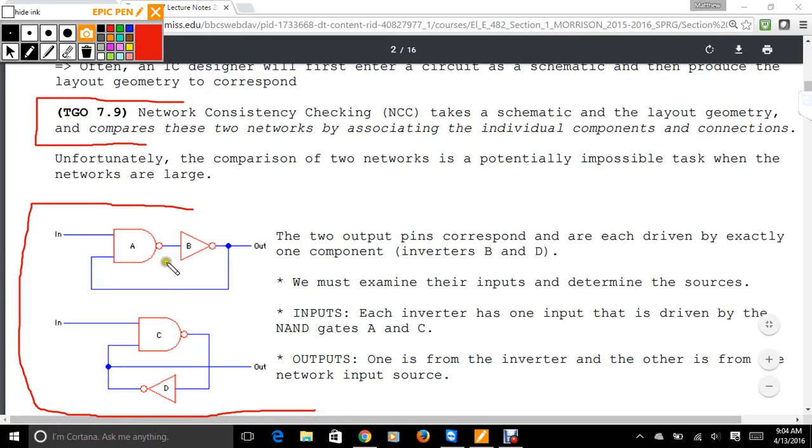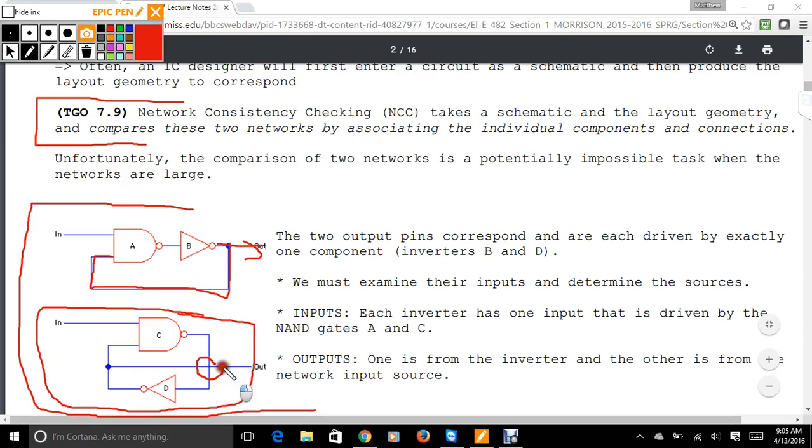You have a NAND gate, an inverter, and feedback, right? And so this is how it's conventionally laid out, and you have your output. But you might also be able to lay it out like this. These are logically equivalent circuits. However, in the concept of physical layout, they're different. You have some wire overlapping here, you've got some feedback, you've got all kinds of issues.